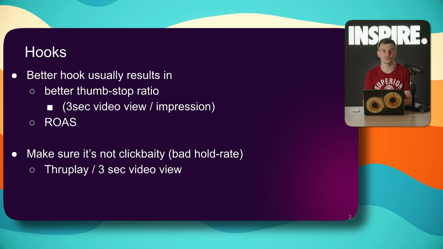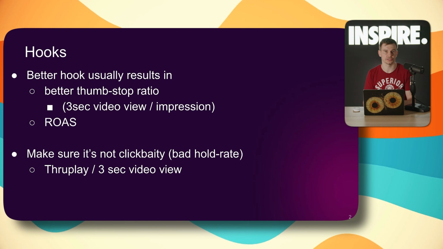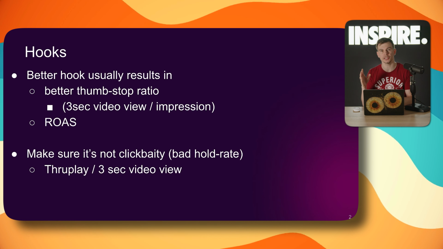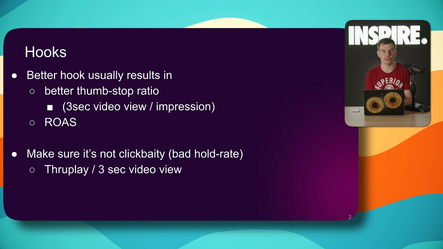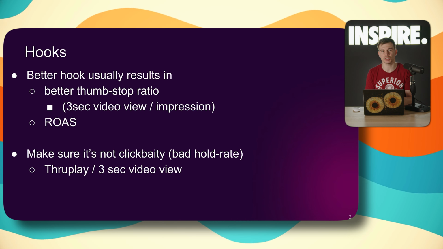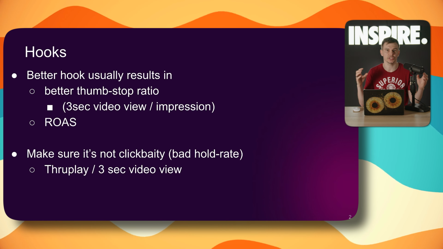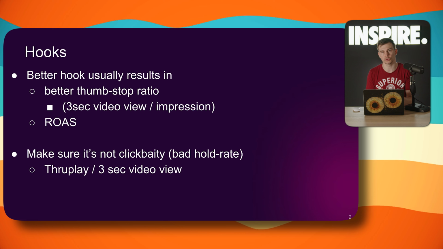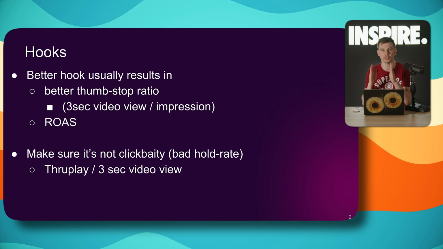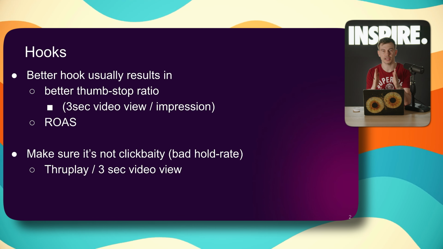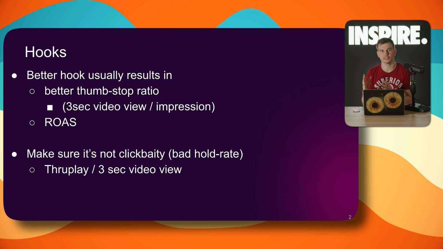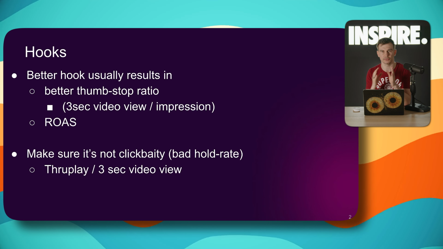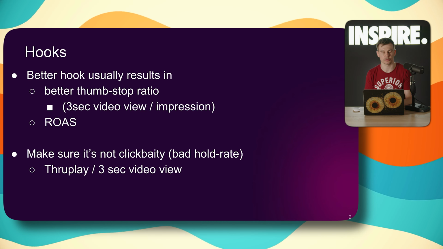I measure my hold rates a bit differently from other people in the industry. I measure it with ThruPlay divided by 3-second video views. Most people measure it with ThruPlay divided by impressions, but for me that doesn't make sense, because that metric would then be inflated if you have a good hook. This way, for hook rate, I'm measuring the first 3 seconds, and for hold rate, I'm measuring between the 3rd and 15th second. That gives me a bit more data for analyzing the first part of the video and the second part of the video.